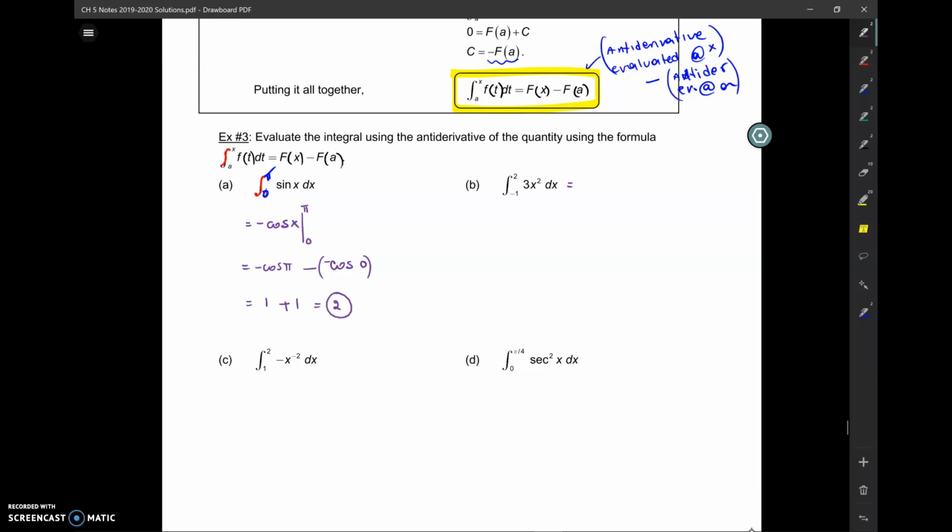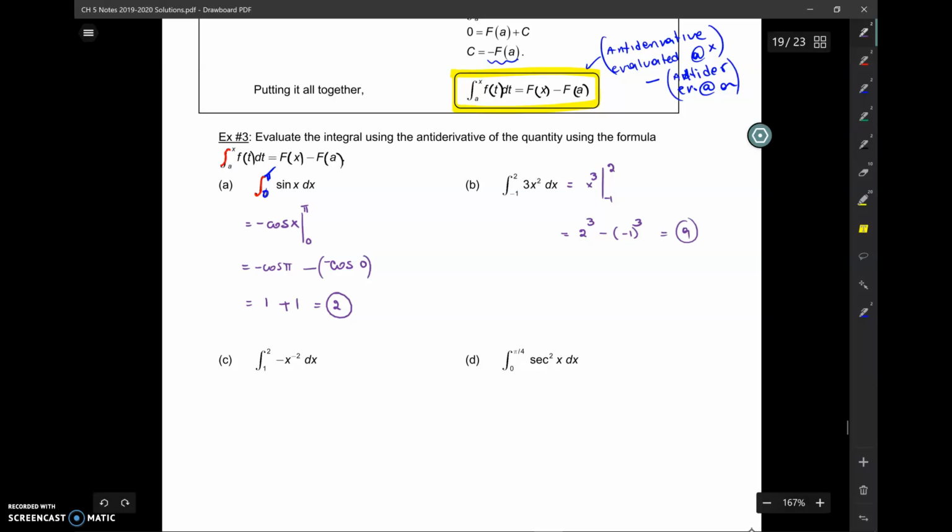What we need to do here is find the antiderivative. So that's 3x cubed over 3, which is what? X cubed. And that goes from negative 1 to 2. So this is 2 cubed minus negative 1 cubed. So that is 9.